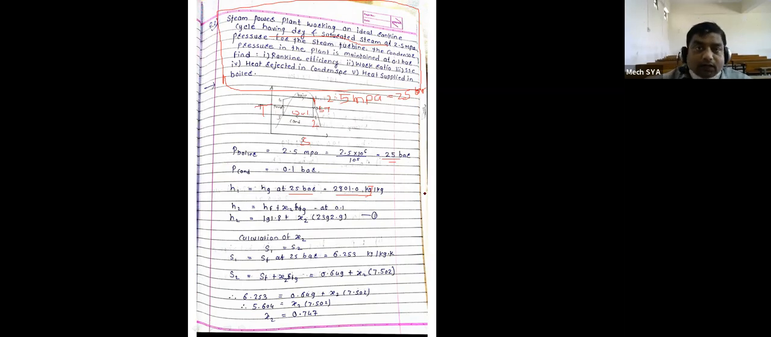Similarly, H2 is lying in the wet region, therefore its enthalpy will be H2 equal to Hf plus X2. X2 is the dryness fraction at that point, which we will determine. H2 is equal to Hf plus X2 into Hfg, and this pressure will be at 0.1 bar.